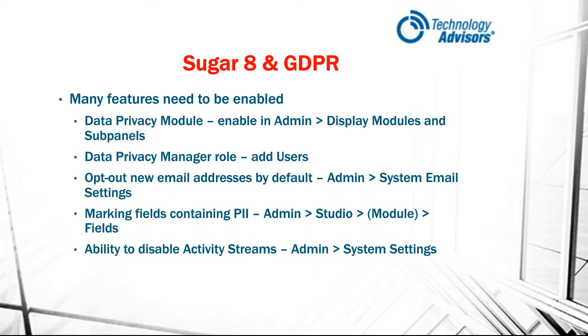That opt-out new email addresses by default setting is under system email settings under the administrator tools. The activity stream setting, I'll jump down to that one for a second, is under admin system settings to disable the activity stream. And then marking fields that contain PII data so that they're included in that PII view and in the erasure flow, that's done through Studio. So you need to go through each of your modules and mark whatever fields contain that personally identifiable information.